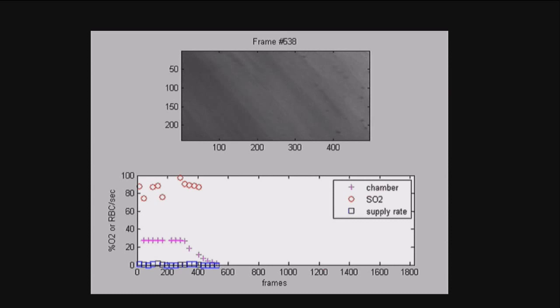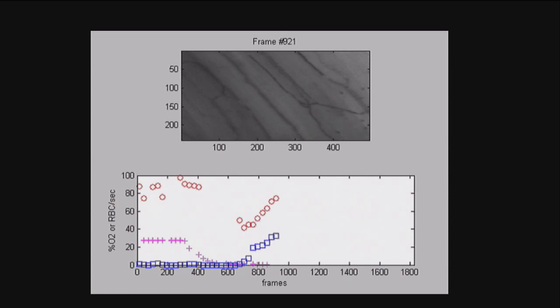Now I'm going to bring down the FiO2. I'm going to create hypoxemia in the tissue here. Now look what happened when I created hypoxemia. You see the whole tissue is flooded with red cells. See that flow that comes up?